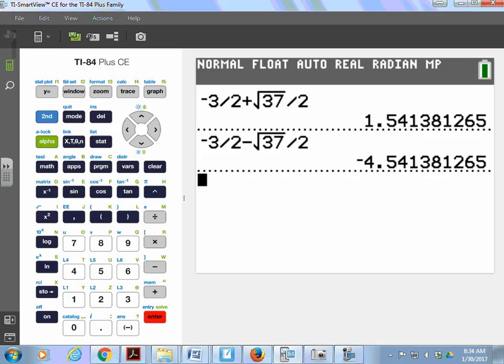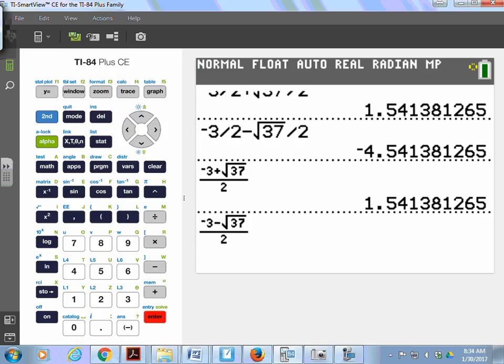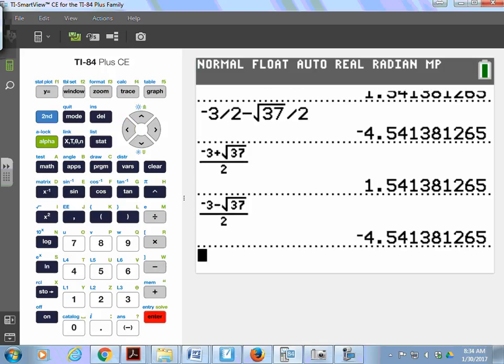Okay. Now, if you do it the way the book sets it up, then I'll just go ahead and make my fraction bar. -3 plus the square root of 37 over 2. Makes it a little easier to type it in there. Okay. And then the same thing, I can just go up to there and change that to a minus sign to get my second answer. So whichever method you do it in, we want 1.54 and -4.54.